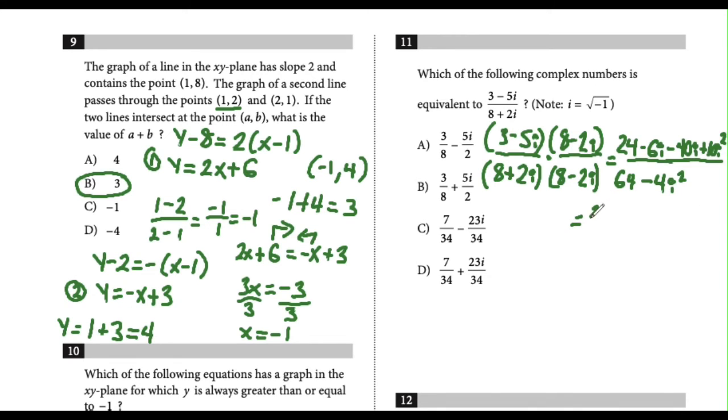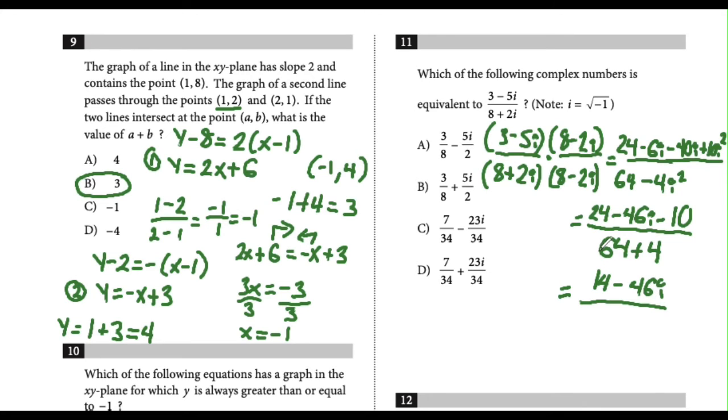If we continue, this is going to be 24. We can combine our -6i and -40i to make -46i. And i squared becomes -1. And here, plus 10i squared becomes minus 10. In the denominator, we have 64 minus 4i squared. Once again, i squared becomes -1, so this -4 is going to become plus 4. Now we can combine like terms. On top, we're going to have 24 minus 10, which will be 14, minus 46i, divided by 64 plus 4, which is going to be 68.